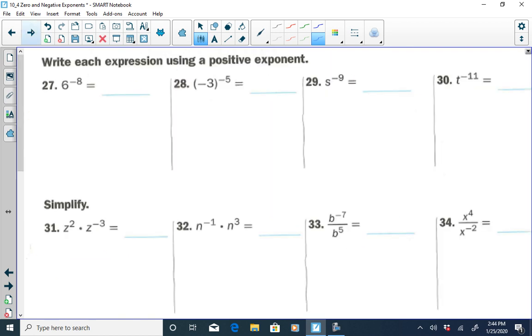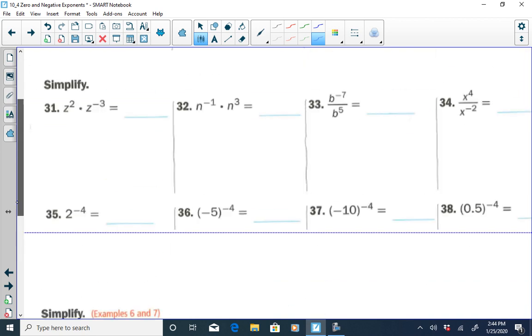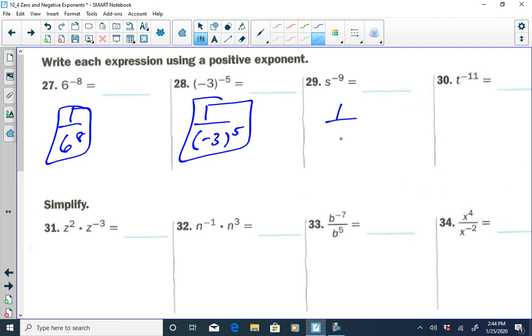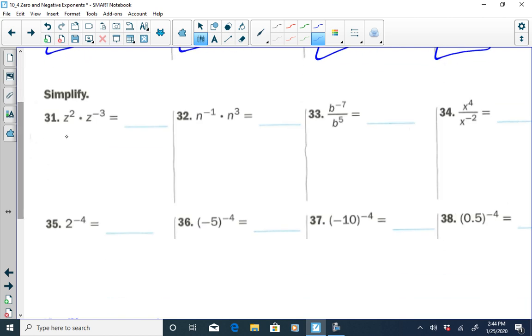Alright, we'll finish it up here with a bunch of examples, but these go quickly. So this is going to be 6 to the negative 8 is the same as 1 over 6 to the 8th. This is 1 over negative 3 to the 5th. This is 1 over s to the 9th. This is 1 over t to the 11th. Down here, this is going to be z to the 2 plus negative 3, which is the same as z to the negative 1, which is 1 over z.